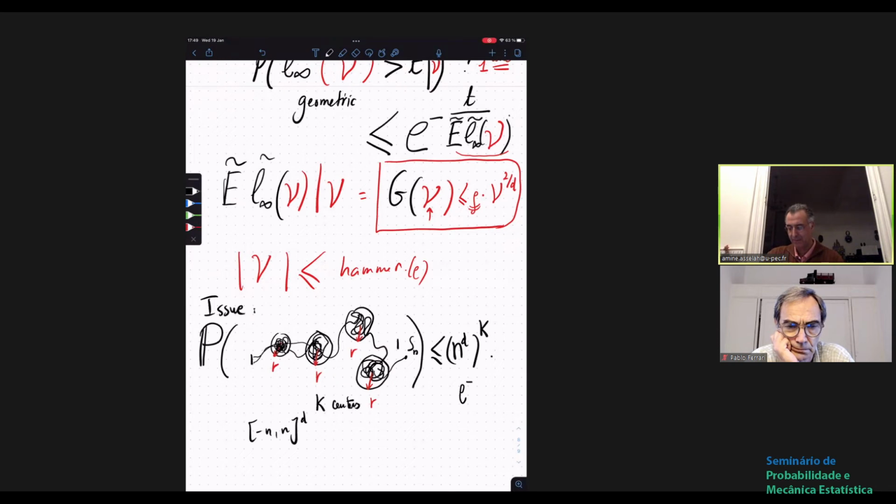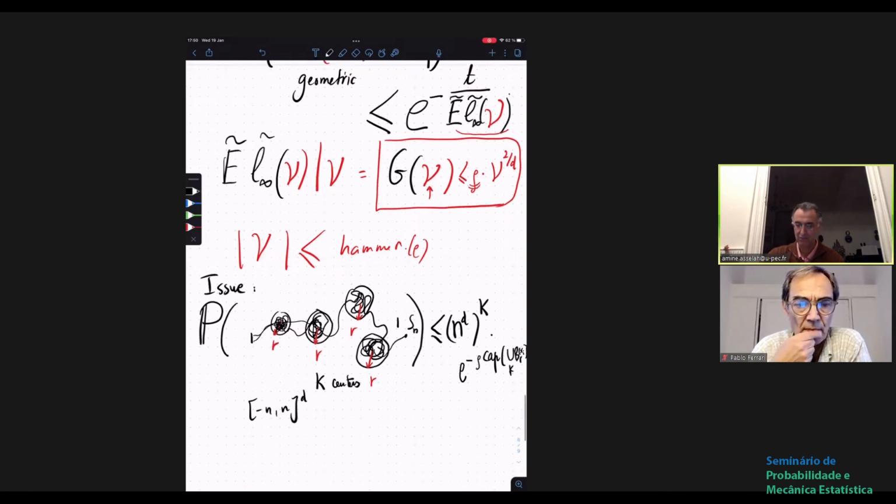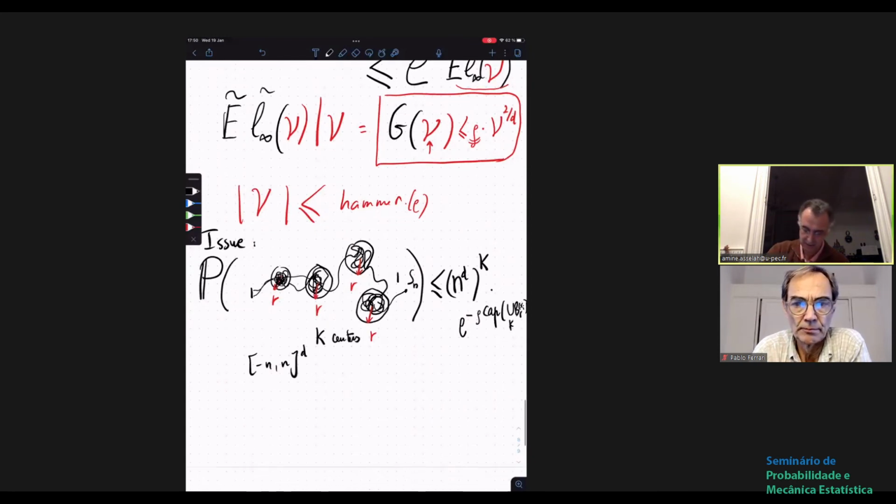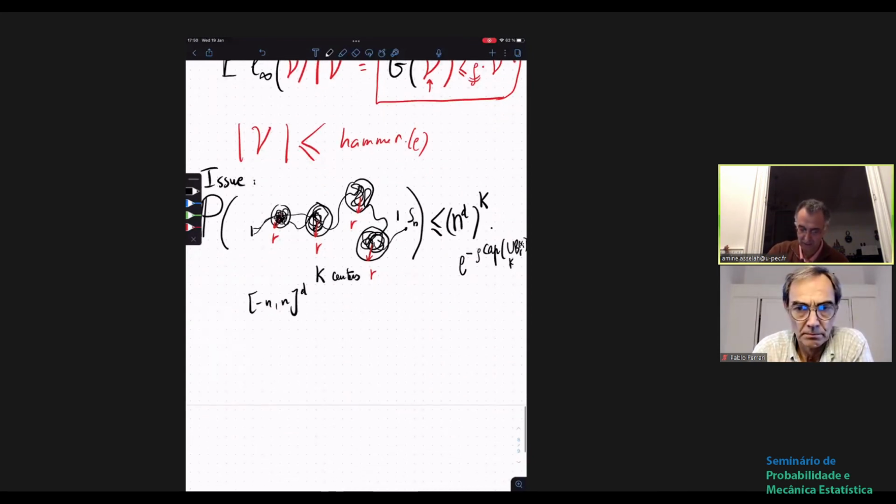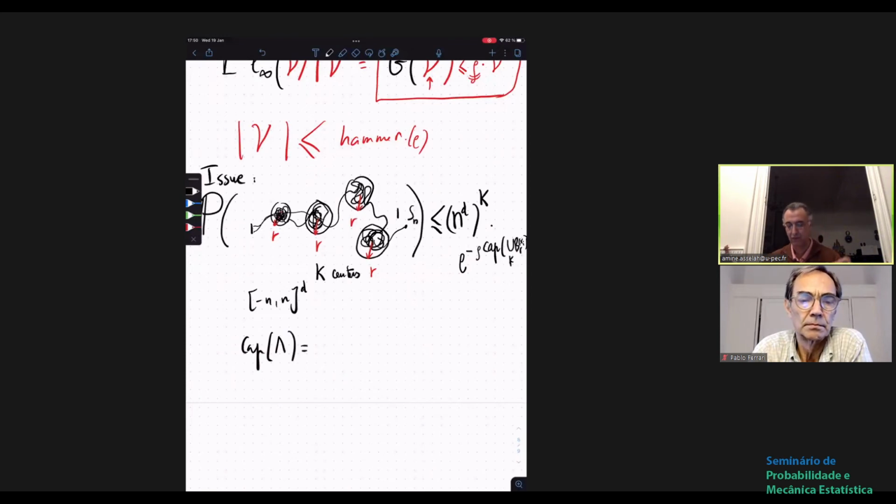And what pops up is the capacity. So that's some new object, the capacity of this region, the union over k of those balls of radius r centered at xi. Just a few words about capacity: it is the way your domain looks if you're far away. You take a site z far away, and you ask what's the probability that if I start at z, you touch your domain lambda. So the capacity is this number.